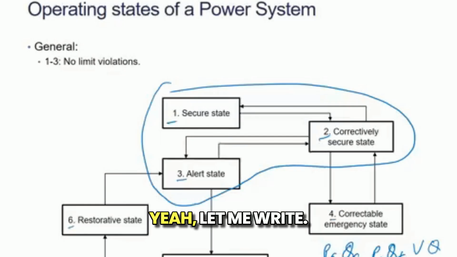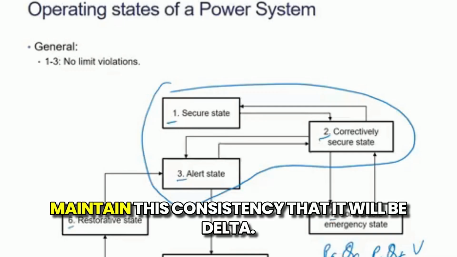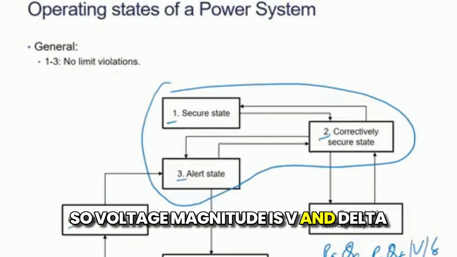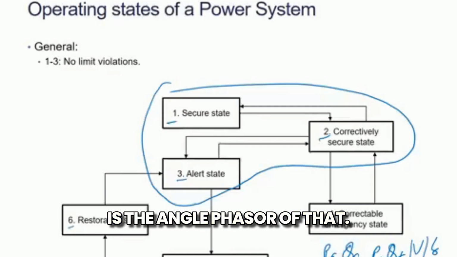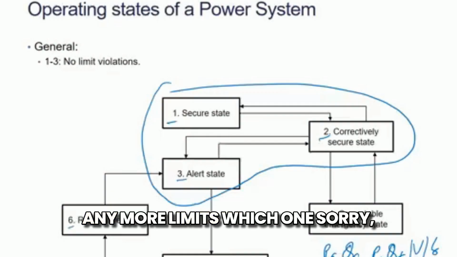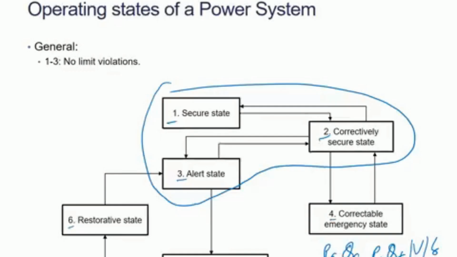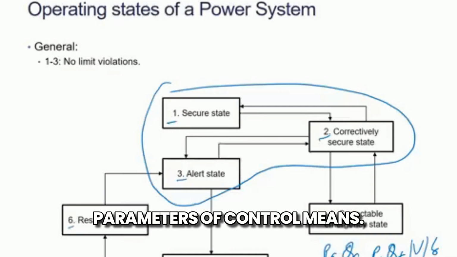Or let me write it in terms of delta. Let me maintain this consistency. So voltage magnitude is V and delta is the angle of that phasor. Any more limits? Parameters of the AVR? Parameters of control? Yeah, control.